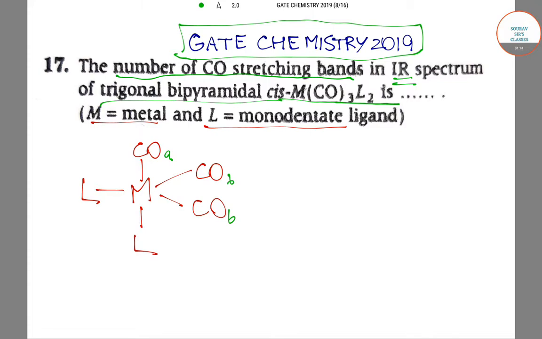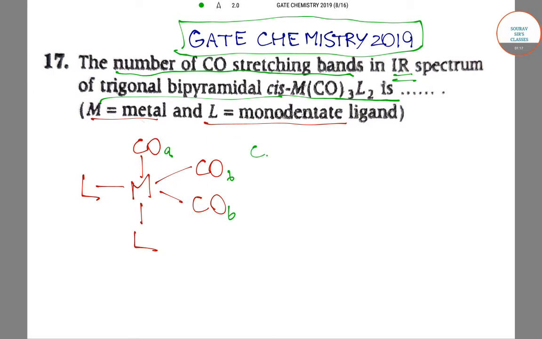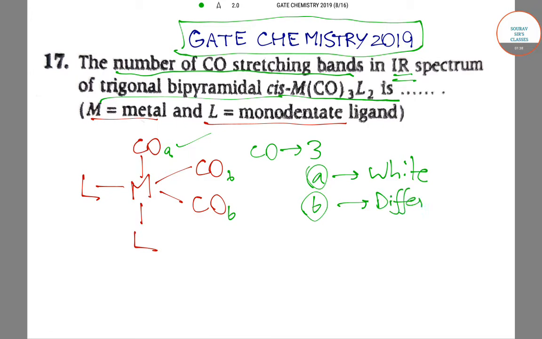So in this structure, among these three carbon monoxide atoms, A, which is this one, will produce a signal, and the B's, both of them being in a different environment, will together produce this one signal.